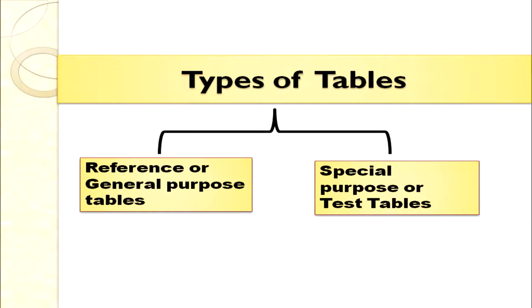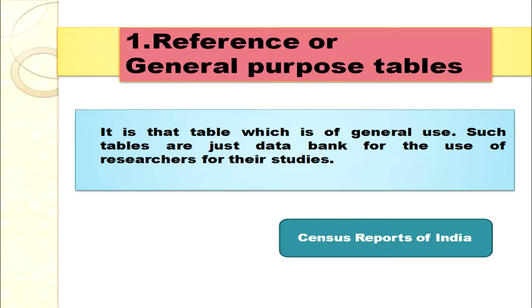There are 2 different types of a table. Reference, popularly known as general purpose tables. Other is special purpose or test tables. So, tables can be constructed in 2 ways. Let us discuss them in detail. Very first, reference or general purpose table. Now, it is that table which is of general use. A lot of information, content is there. So, it is just a data bank for the researchers for their studies.